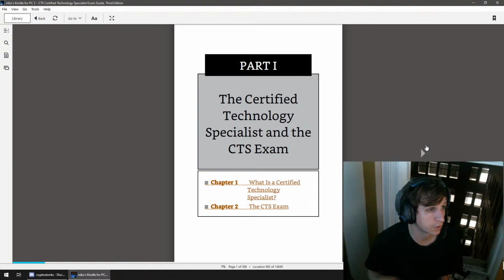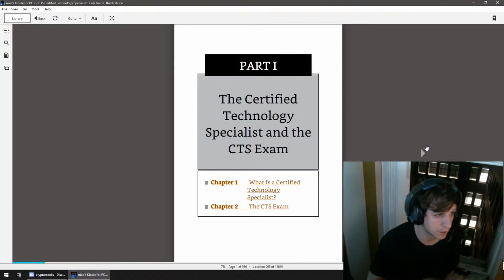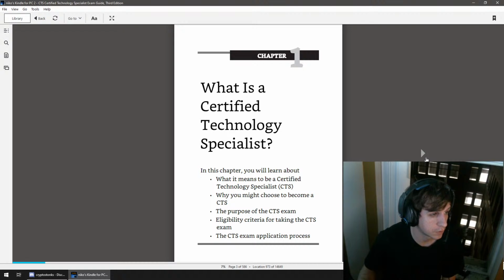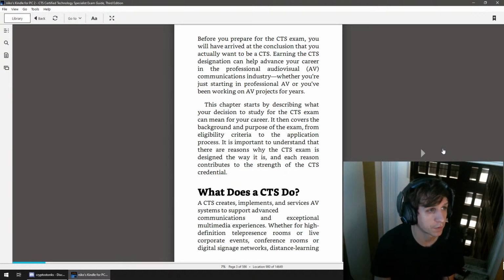Acknowledgements, Part 1: Certified Technology Specialist and the CTS Exam. Chapter 1: What is a Certified Technology Specialist? Chapter 2 is the CTS Exam. So Chapter 1 is what is a Certified Technology Specialist. In this chapter, you will learn about what it means to be a Certified Technology Specialist, why you might choose to become a CTS, the purpose of the CTS exam, eligibility criteria for taking the CTS exam, the CTS exam application process.